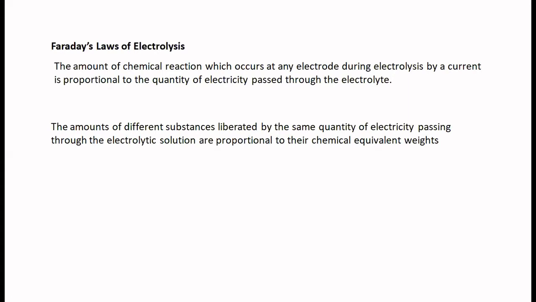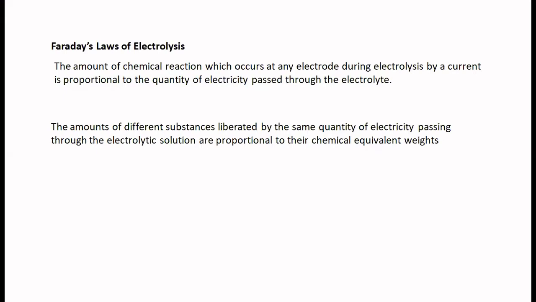The amount of chemical reaction which occurs at any electrode during electrolysis by using current is proportional to the quantity of electricity passed through the electrolyte. Quantity of electricity Q, as you know, is directly proportional to current in ampere and time. That is, it is the product of those two, I into t. Okay, Q is proportional to I into t. Remove the proportionality sign, you are going to put a Z there, isn't it? Q is equal to Z I t.